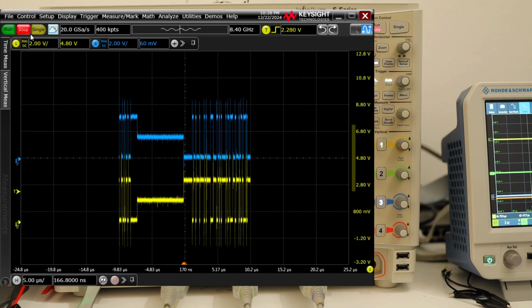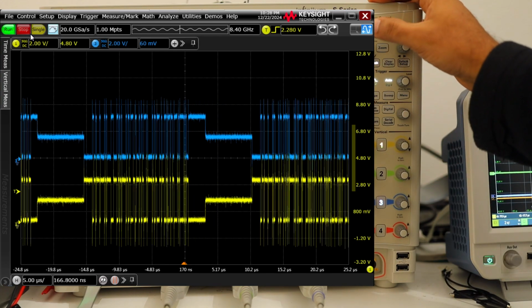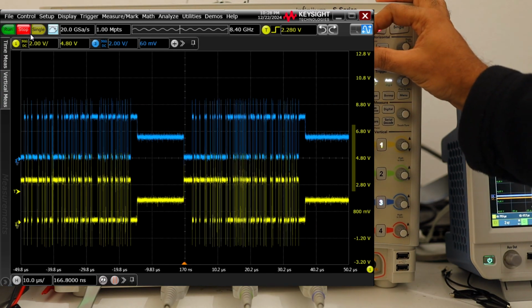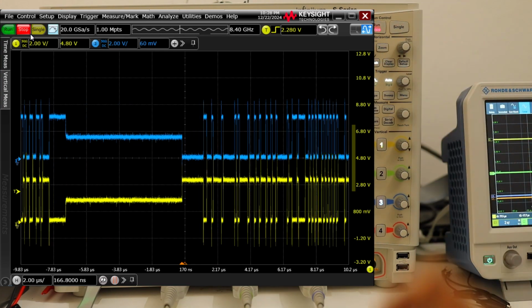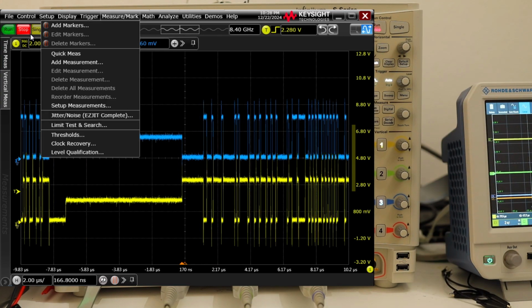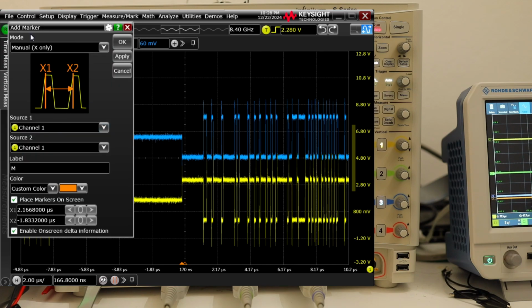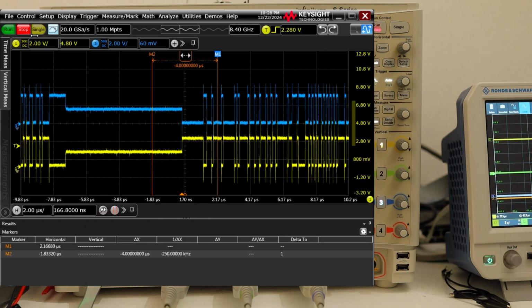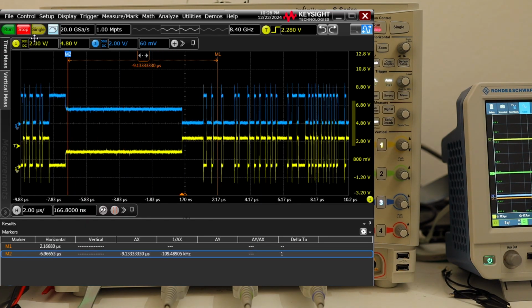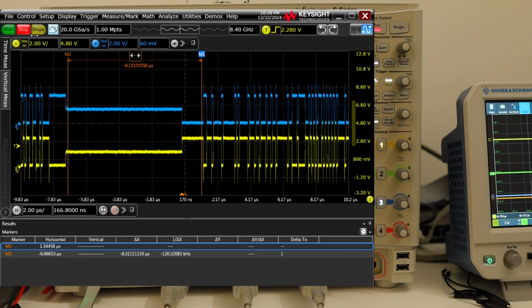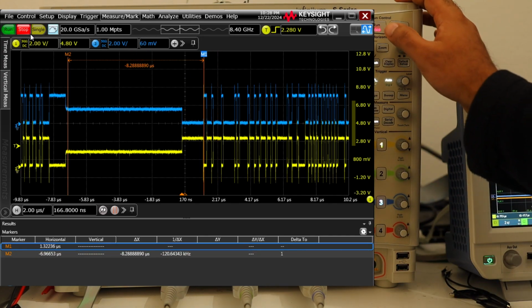And let's go and set up a trigger first. I do not understand how you set up a trigger for something like this, but maybe we can set up a trigger on this pulse. Let's measure it. Okay, something like this. So we'll set up around 8.2 microseconds. Let it run.